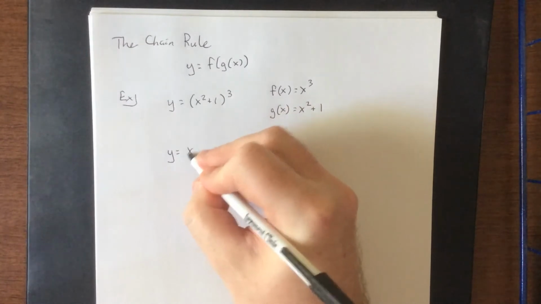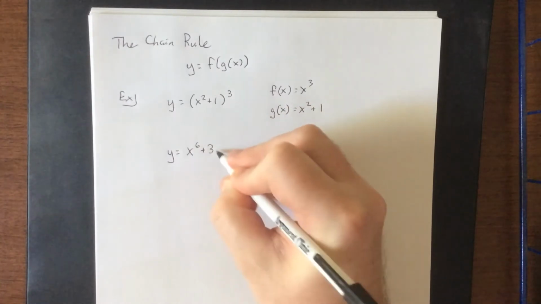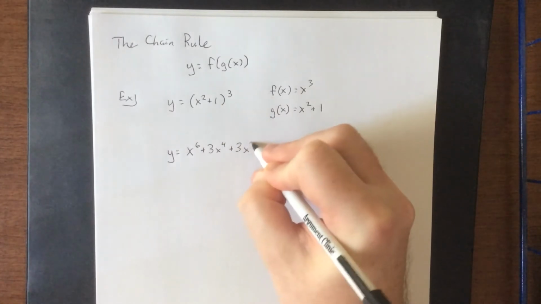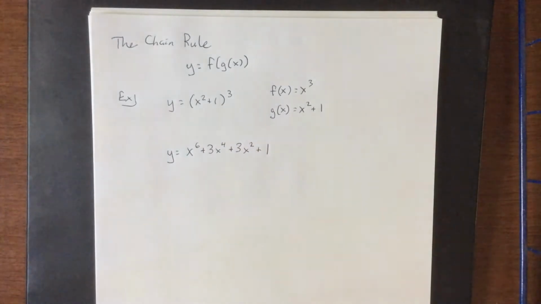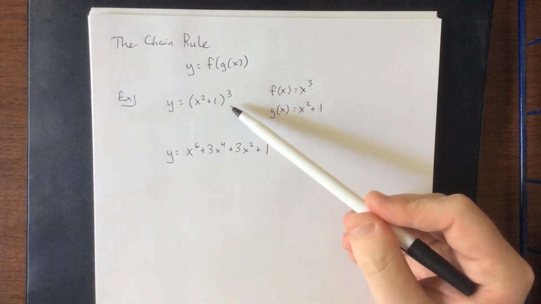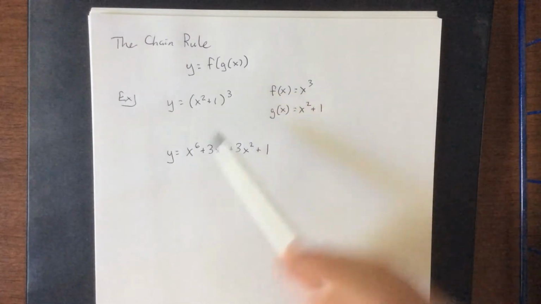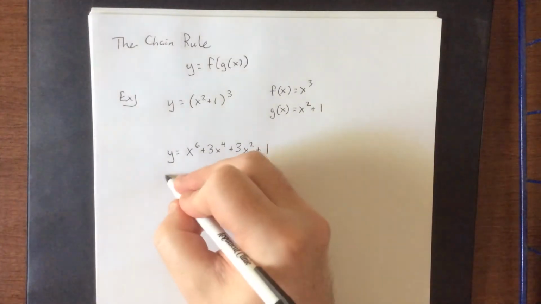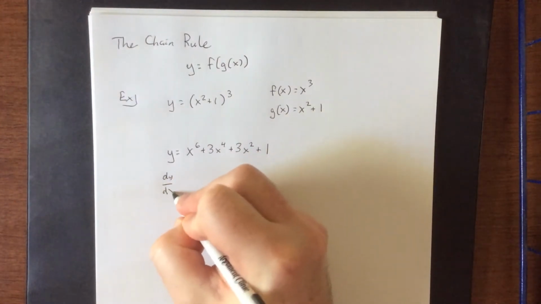It should be pointed out, though, that if we used a little bit of algebra, we could also expand this thing completely. This would be x to the sixth power plus 3 times x to the fourth power plus 3 times x to the second power plus 1. That's if I were to write this out as (x squared plus 1) times (x squared plus 1) and times (x squared plus 1) and expand the whole thing. Written in this form, however, the derivative is going to be a piece of cake.